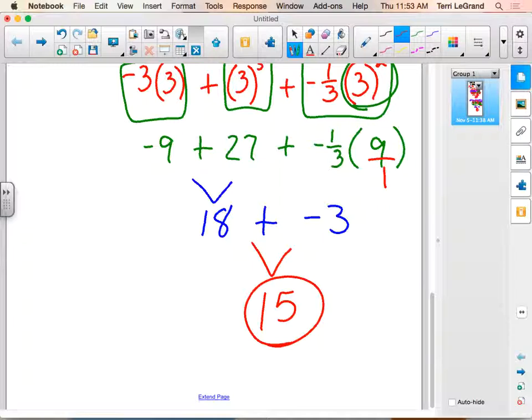Instead of saying to yourself, what's a third of 9? You could say 3 goes into itself once and it goes into 9 3 times. That's another way. Or you could just multiply straight across, 1 times 9 over 3 times 1, and you'll have 9 over 3, which is 3. Yeah, you can do that. Okay, anybody else?